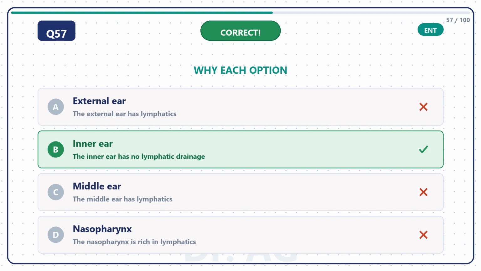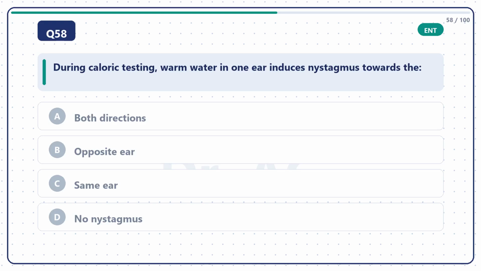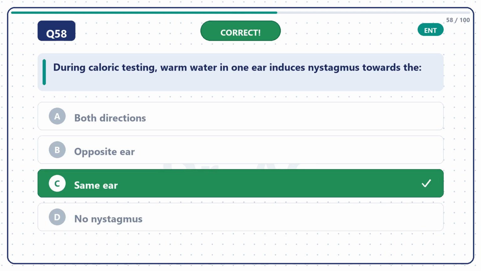Inner ear. Question 58. During caloric testing, warm water in one ear induces nystagmus towards the option A. Both directions. Option B. Opposite ear. Option C. Same ear. Option D. No nystagmus. The correct answer is option C.